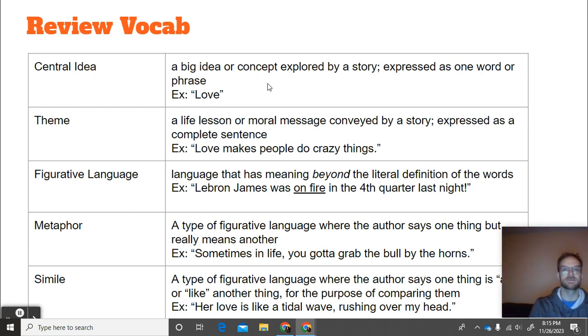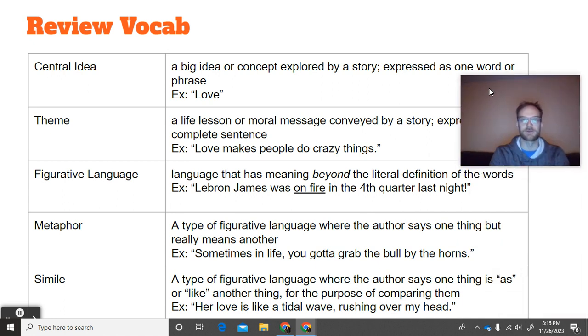Central idea is a big idea or concept explained by a story. Love, for example. Theme is the life lesson or moral message conveyed by a story, and theme is always expressed as a complete sentence. So, for example, love makes people do crazy things would be a theme, where love is just a central idea. Figurative language is language that has meaning beyond the literal definition of the words. LeBron James was on fire in the fourth quarter last night. Was he really? No. He just scored a lot of points.